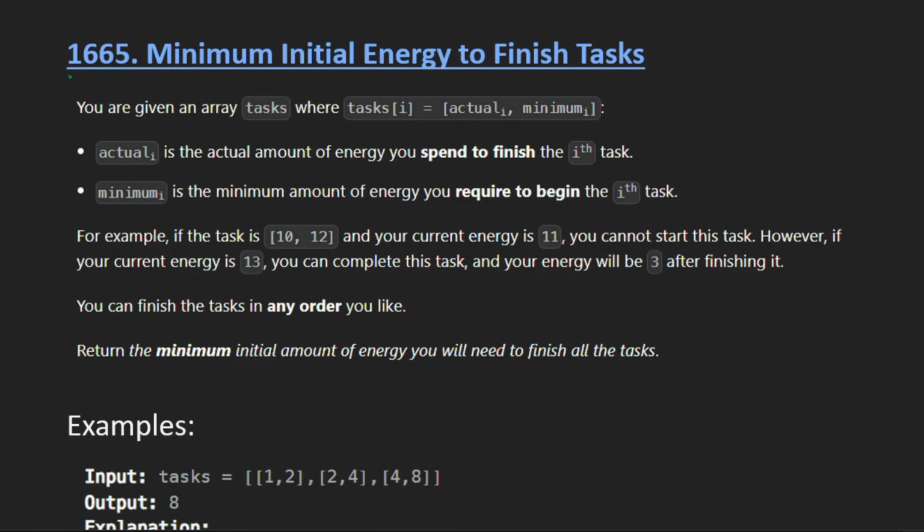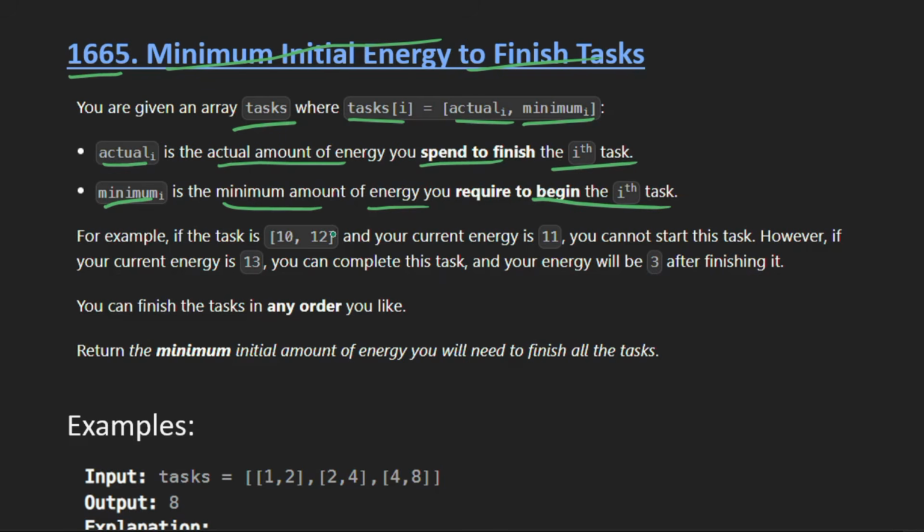So our today's LeetCode question is 1665, which is Minimum Initial Energy to Finish Tasks. Basically in this question we are given an array of tasks, where tasks[i] has two things: actual[i] and minimum[i]. Actual[i] is the actual amount of energy that we have to spend on the ith task to finish it, and minimum[i] is the minimum amount of energy which we require to begin the ith task. So here it is given an example, 10 and 12.